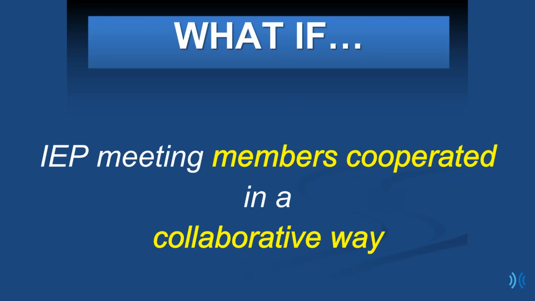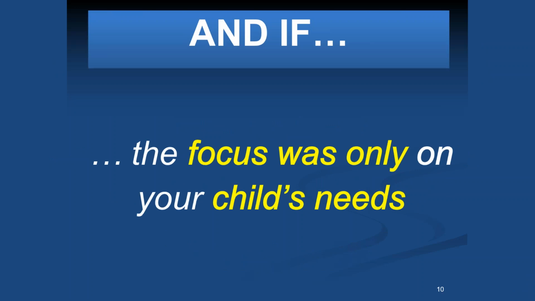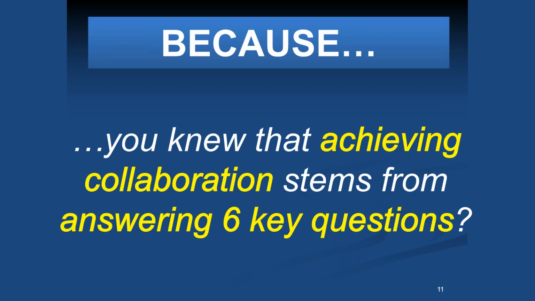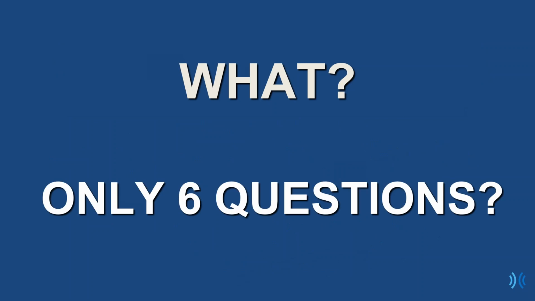So what if at IEP meetings, the members cooperated in a really collaborative way? We're going to talk about that briefly. And the focus of that meeting was only on your child's needs. Well, that's the goal in any meeting, or it should be. And you knew that achieving collaboration stems from simply asking 6 key questions. And right now you're saying, well, how can you ask questions and establish collaboration? And that's what I want to talk about today.